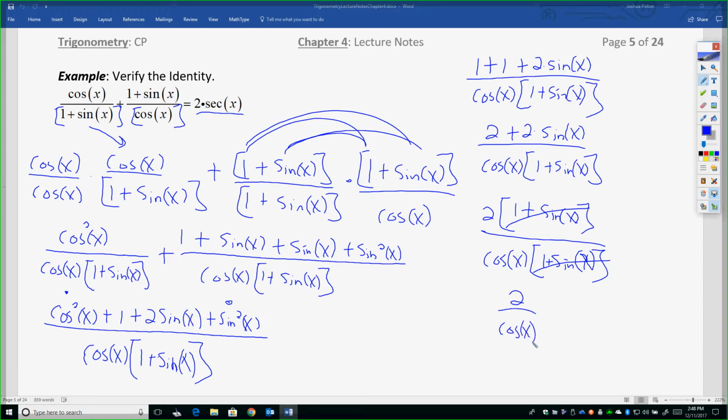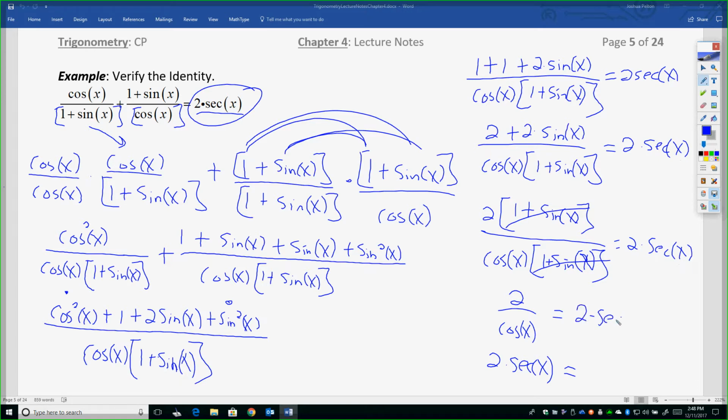But 1 over cosine is secant, so that's actually 2 times secant of x, which we notice was the original piece. So it equals 2 secant of x, equals 2 times secant of x. Alright, we've proved it. Pause the video, try the student problem.